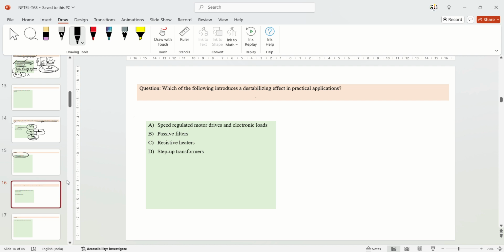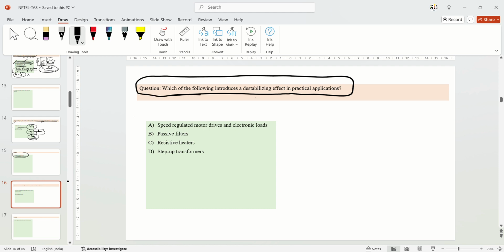Let me ask one more question: which of the following introduces a destabilizing effect in a practical application? Just think of that, whether it's the heating of resistors or a transformer. Stable means whenever any disturbance occurs, your system should come back into the state which it was in initially.